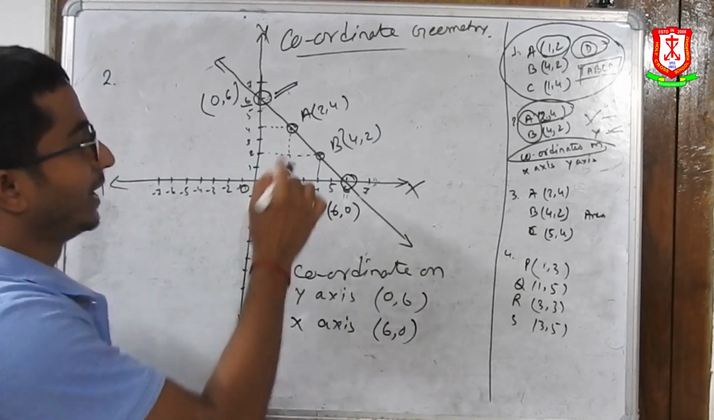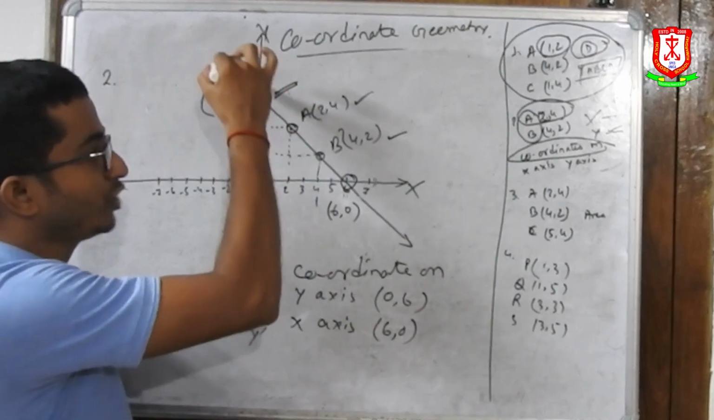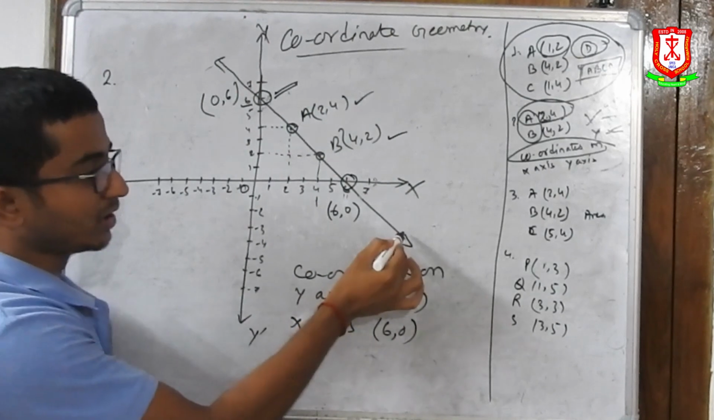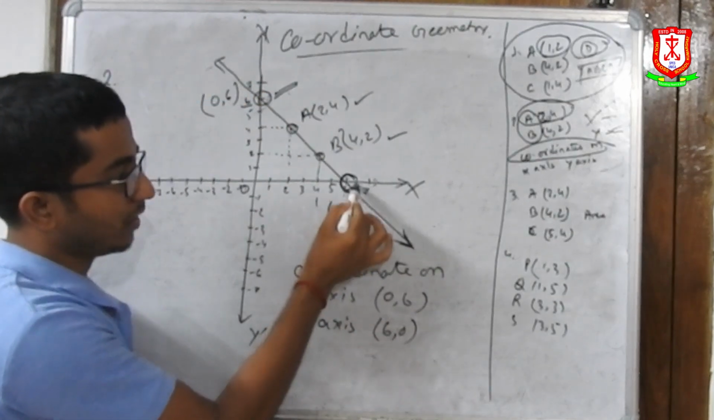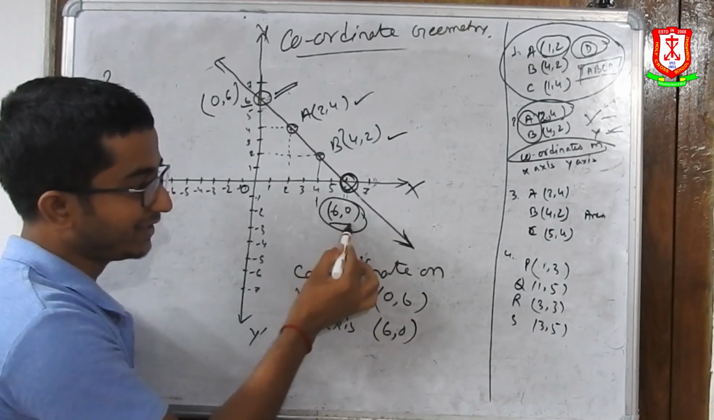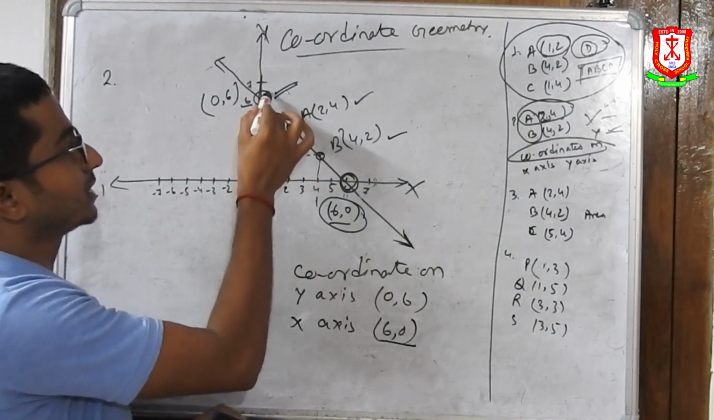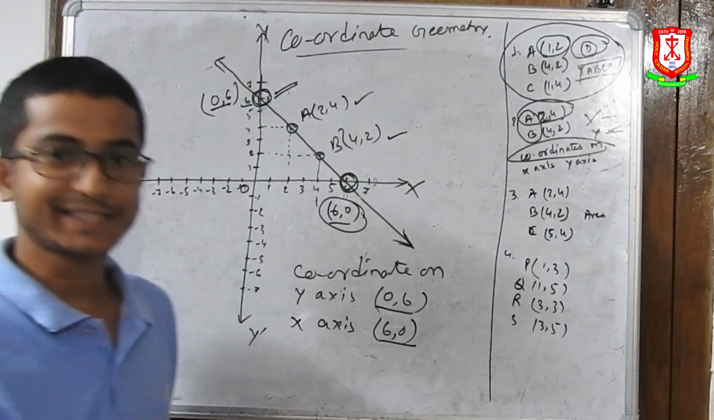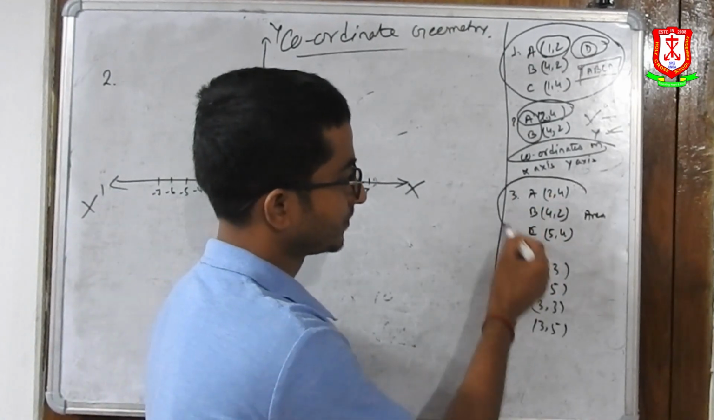What did you get? After plotting the points A and B on the Cartesian plane and joining the line AB, extending it on both sides, the line AB meets the x-axis at a point whose coordinate is (6, 0), and meets the y-axis at the point whose coordinate is (0, 6).